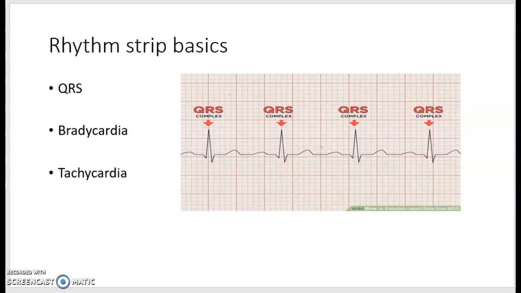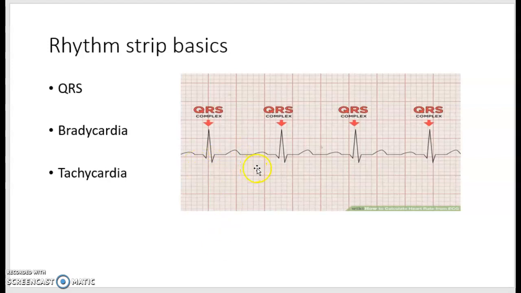This is the rhythm strip basics. We are going to learn about QRS, bradycardia, and tachycardia. The QRS, which is shown right here, is the basic rhythm strip. You will hear QRS all the time. However, as a Medtronic clinical specialist or sales rep, you will be looking for three things to decide if this is important for a pacemaker or not.